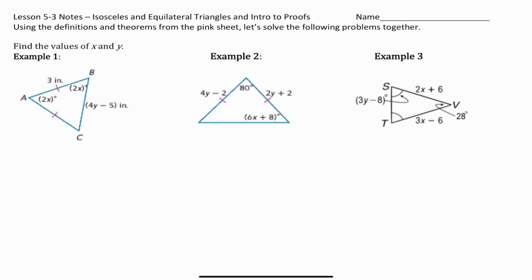Alrighty, before I begin the Lesson 5.3 notes, isosceles and equilateral triangles, and intro to proofs, it is so important that you use the definitions and theorems from your pink sheet. So if you haven't already, you need to go ahead and watch part 2 of the Lesson 5.0 pink sheet properties in order to understand the notes for today. Speaking of notes, let me go ahead and grab my notes key.